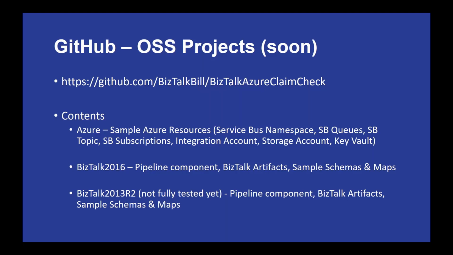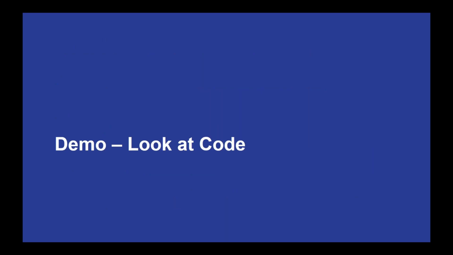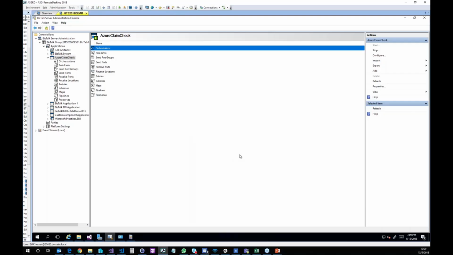this. I have been working mostly with the 2016 version, but the one client I'm working with that wants to use this is 2013 R2, so I will be making sure I do all the testing and things like that on the 2013 R2 version. Now, I don't have a lot of slides. We're going to go look at code now. So basically, I'm going to look at the 2016 code to start with.